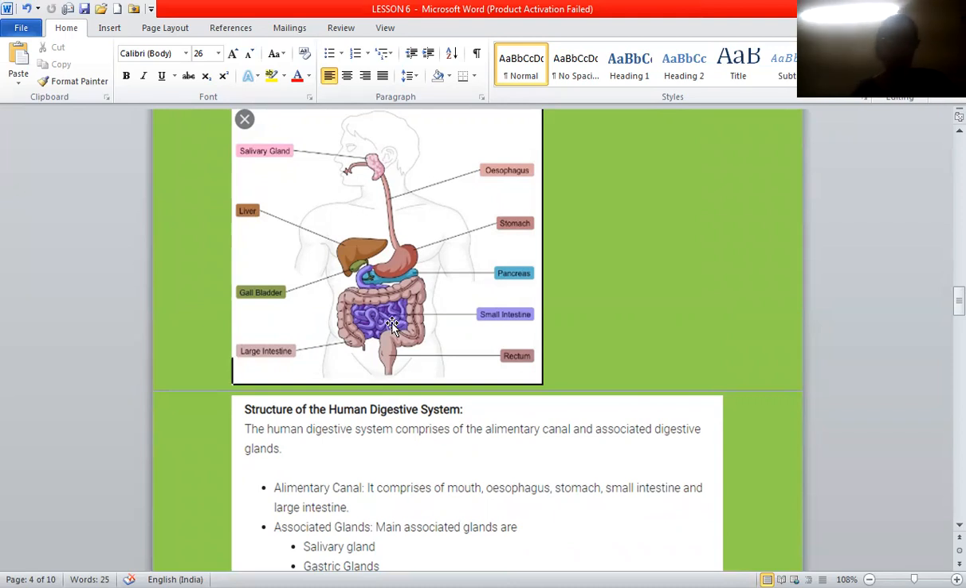In human beings, the small intestine is about 6 meters in length.